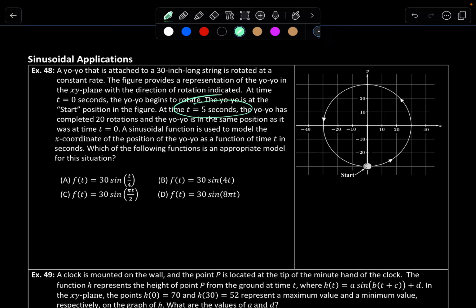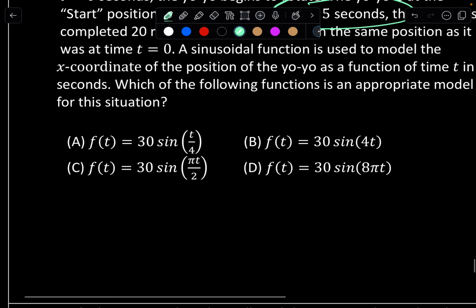So I'm going to focus on what information I need to solve this, all right? And again, let's figure out what's important and what's not. They're all using sine, which is convenient. And then the amplitude is all 30, so that's convenient as well.